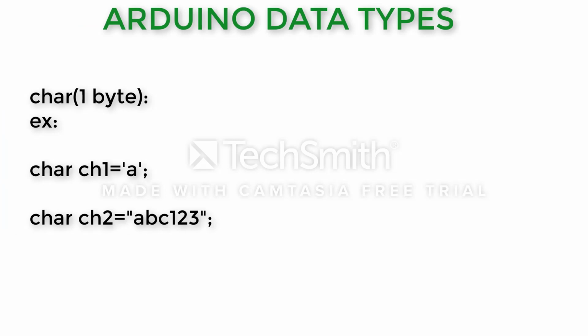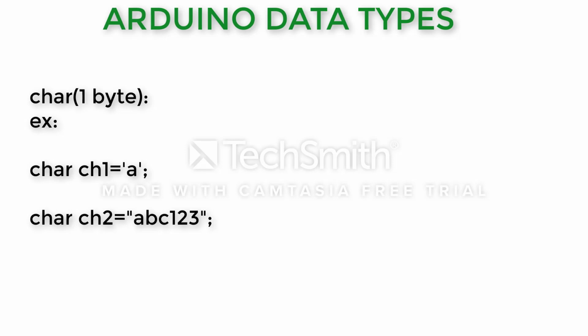Now let's get on with the data types which are compatible with the Arduino. Number 1, char. A data type named char stores a character value and takes up to 1 byte. A variable declared as char can store numbers, alphabets, and some symbols. The characters are stored inside the compiler as numbers, which are basically the ASCII codes of the values.